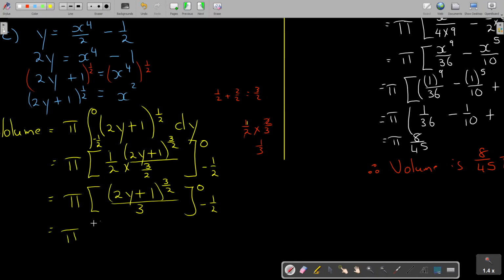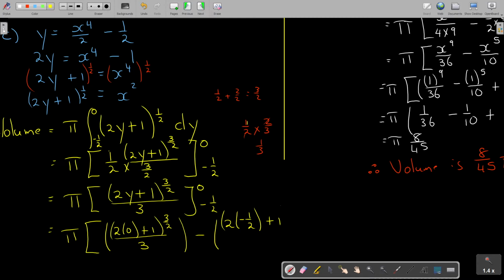And now I'm going to substitute. So I first put in my 0. So 2 times 0, plus 1 in the bracket, to the power 3 over 2, divide 3. Okay, fine. The next one, so it's 2, and then negative a half, plus 1 to the power 3 over 2, and then over 3. Just that in the place of y.